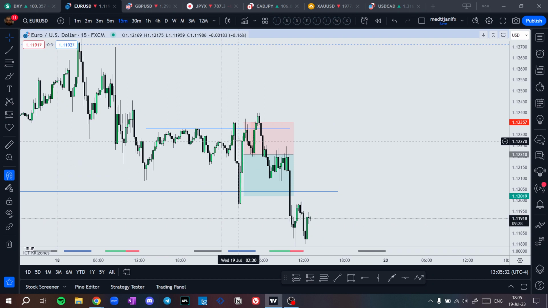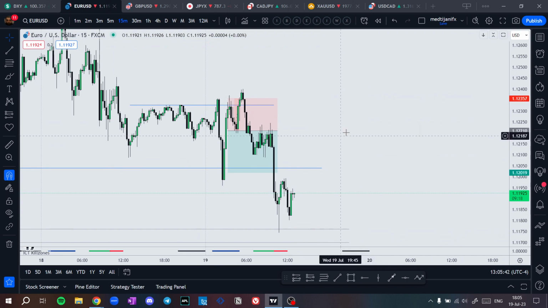First, what I use the most is the fair value gap. I use the fair value gap, and I like the ones that are with optimal trade entry. So if I buy a fair value gap with optimal trade entry, I am buying at a discount, and if I sell a fair value gap at optimal trade entry, I am selling at a premium.